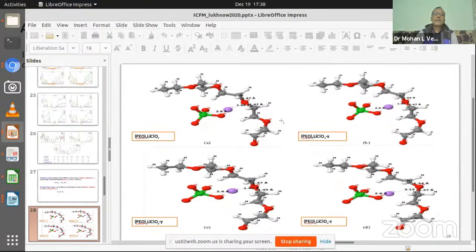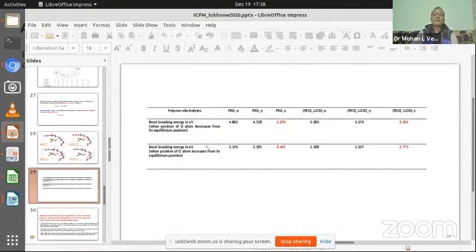Now this is the third system, published in Ionics, where we add lithium chloride, and this particular electrolyte is used in lithium ion conducting batteries. Here we stretch the system along the x-axis, y-axis and z-axis, and observe the strength of this polymer system. This is the result: along the z-axis, meaning along the length of the polymer chain, the bond breaking energy is minimum.